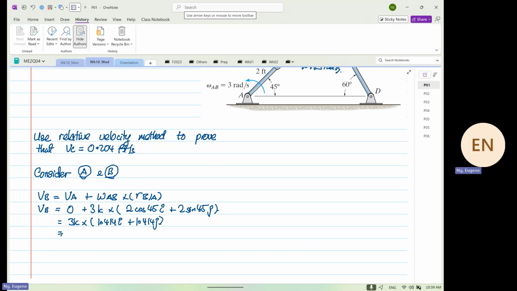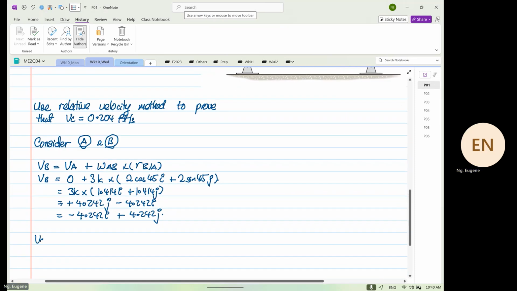3 multiplied by 1.414 is 4.242. K cross I is positive, so we get 4.242 J, then minus 4.242 I. Rearranging, this is minus 4.242 I plus 4.242 J. Okay, we've done that.